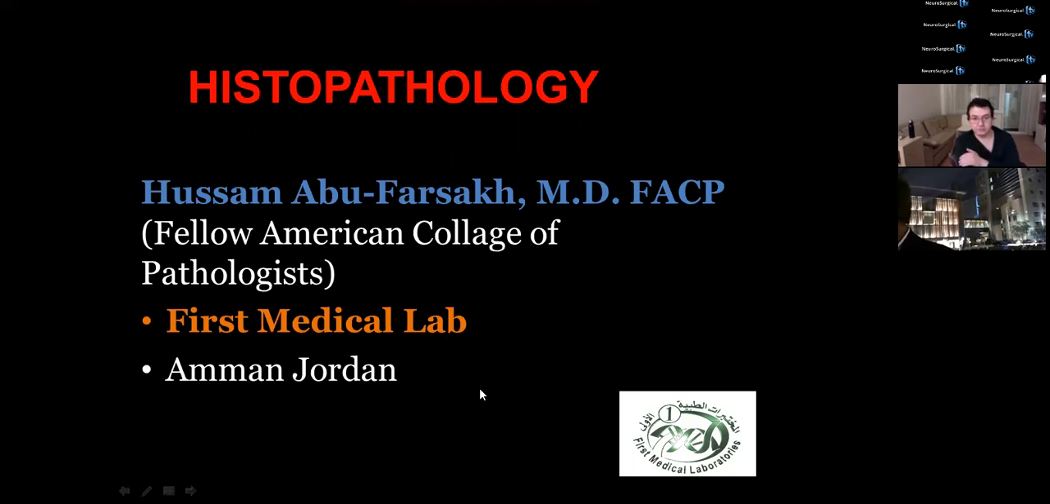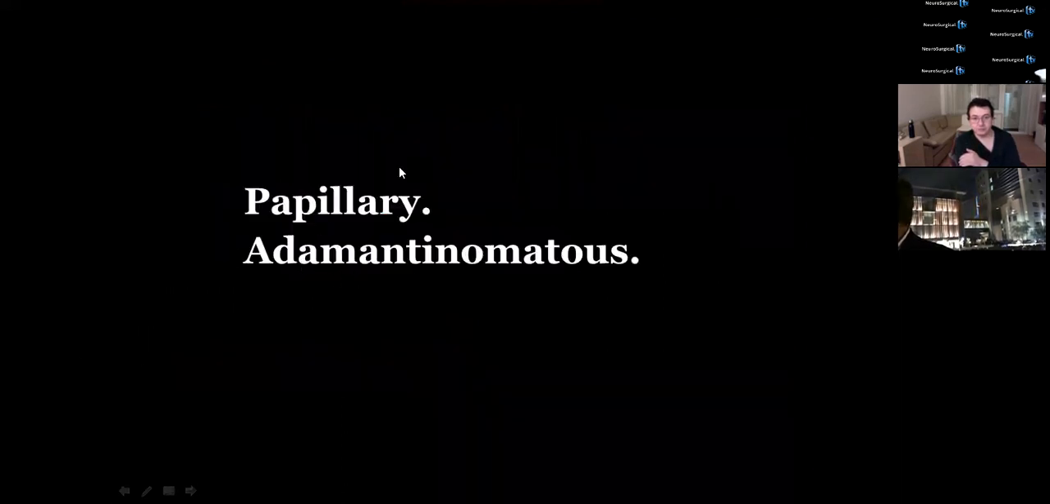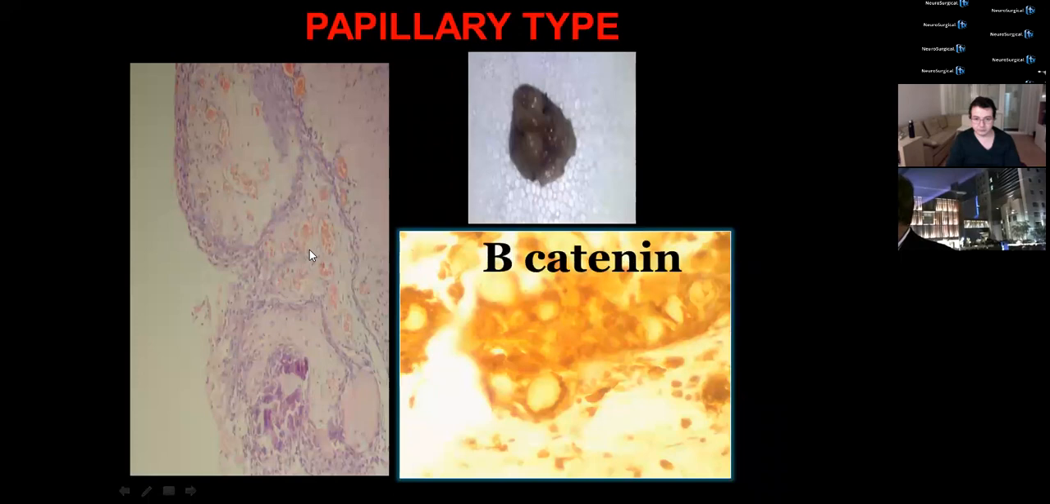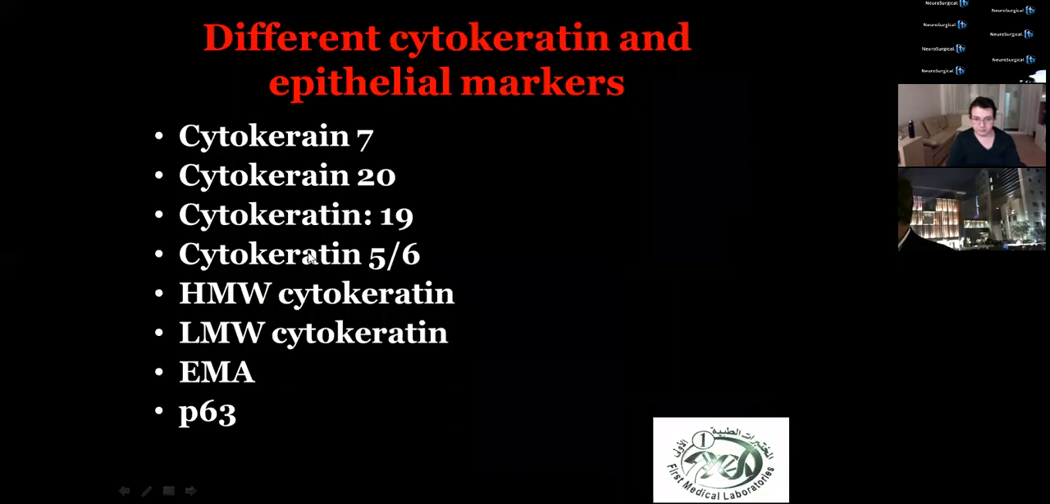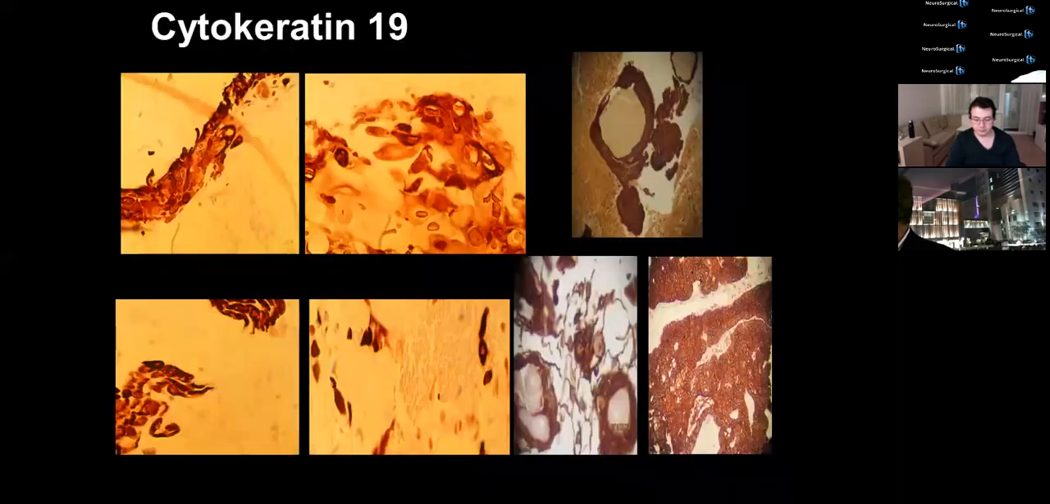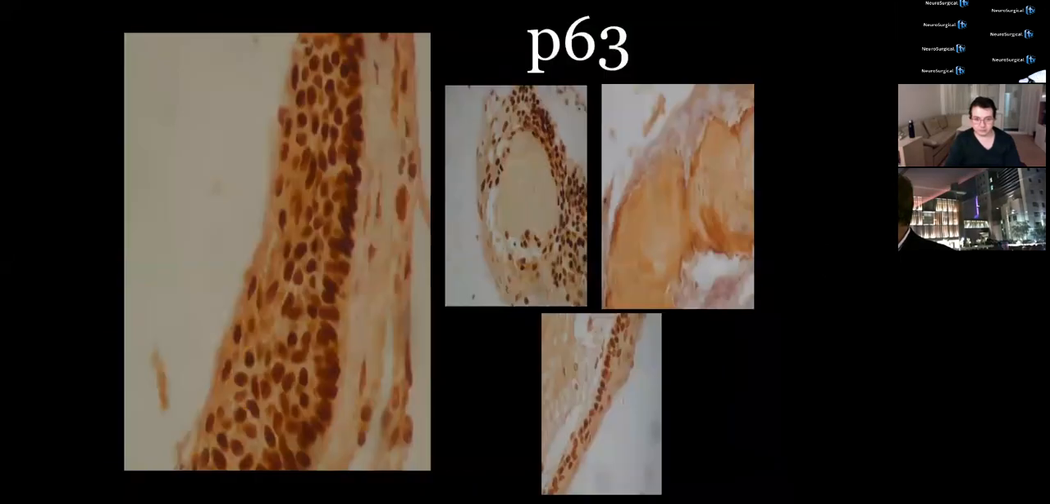Basically, there are two types, the papillary type and the adamantinomatous type. This is the most difficult. Adamantinomatous comes in kids and children, papillary comes in adults. The more difficult to excise is the adamantinomatous, because they have tentacles and they like to stick to these vital structures.